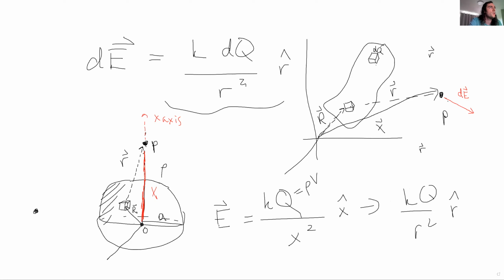Okay, so let's go to a concrete example now. So let's take a look at a disk. I don't believe we did the disk in class before, but I think I did give it as an assignment in a homework, but I don't think we did it in class. So we're interested in the electric field at the point P here. So this is going to be the electric field. It's going to point in that direction.